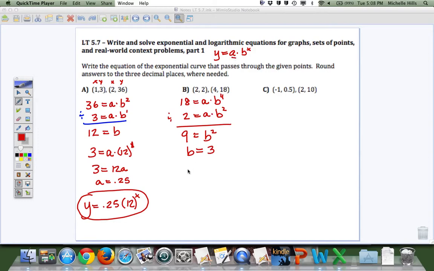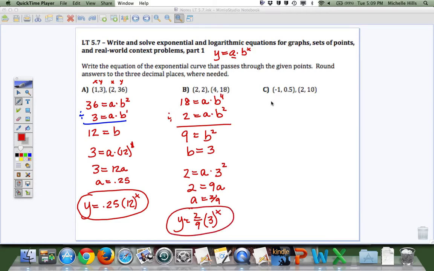I don't know what a is, so I'm going to take the easiest point, which is for me 2. y equals a, which I'm looking for, times b to the x power. So 2 equals 3 squared is 9a. Dividing both sides by 9, a equals 2/9. Now it does say round answers to 3 decimal places where needed. I don't need to round this. It's a rational number. So do not give me 0.222. Give me 2/9. So y equals a, which is 2/9, times b, which is 3, to the x power.